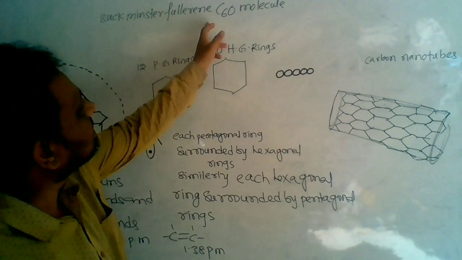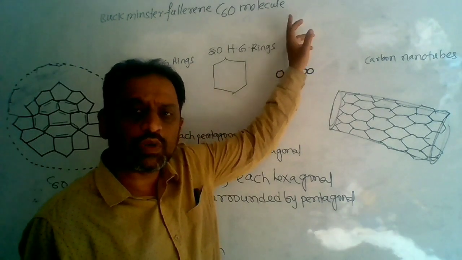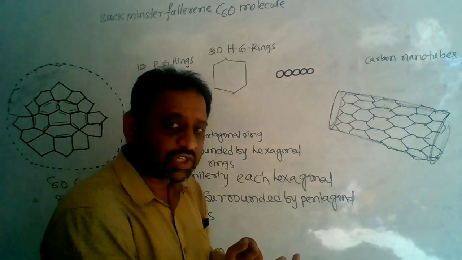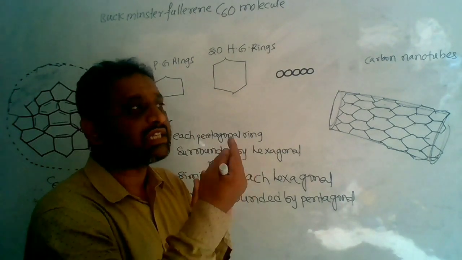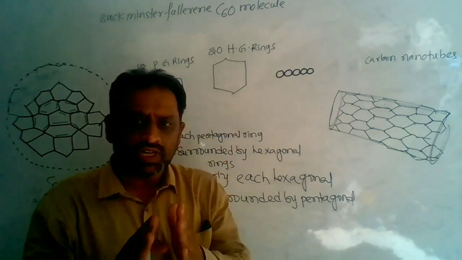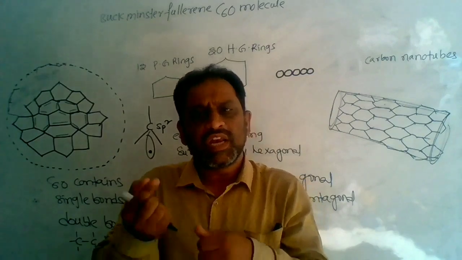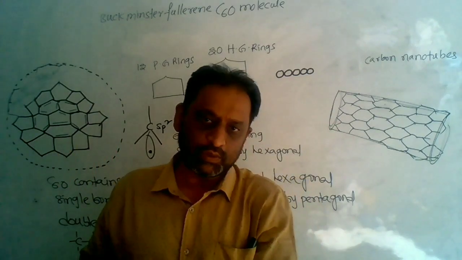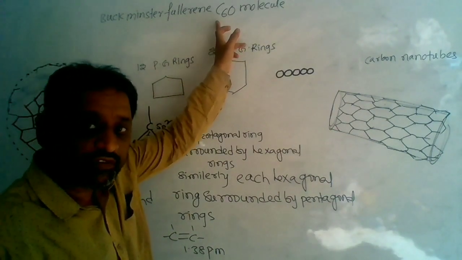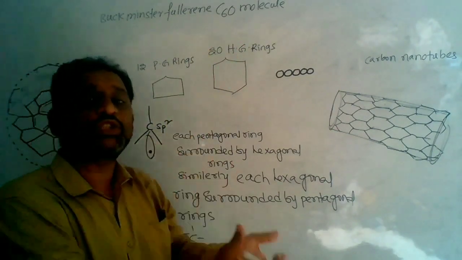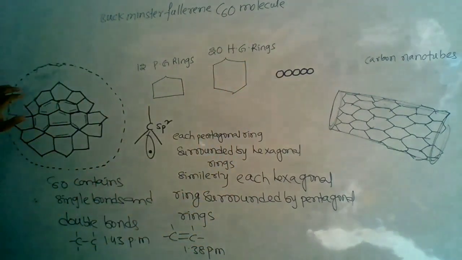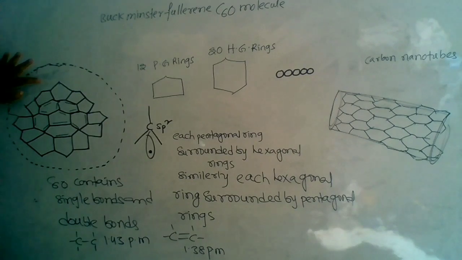Buckminster fullerene C60 molecule is also called fullerene or buckyball. The structure of C60 molecule is similar to soccer ball structure. Each C60 molecule of Buckminster fullerene is a hollow sphere.